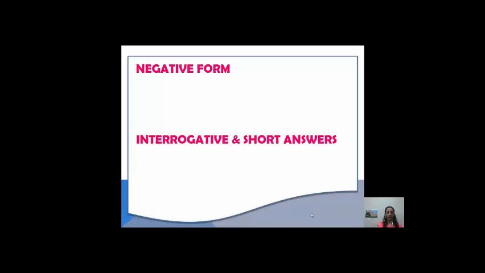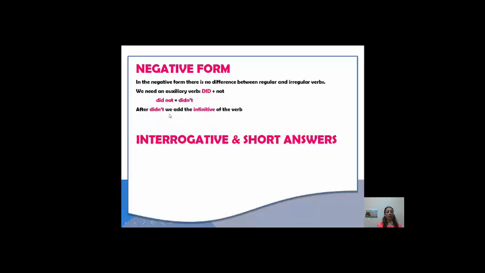Okay, let's revise what we have said. The negative form, there is no difference between regular and irregular verbs. We need an auxiliary verb or helping verb, did plus not. The short form of did not is didn't. After didn't, we add the infinitive verb of the verb.